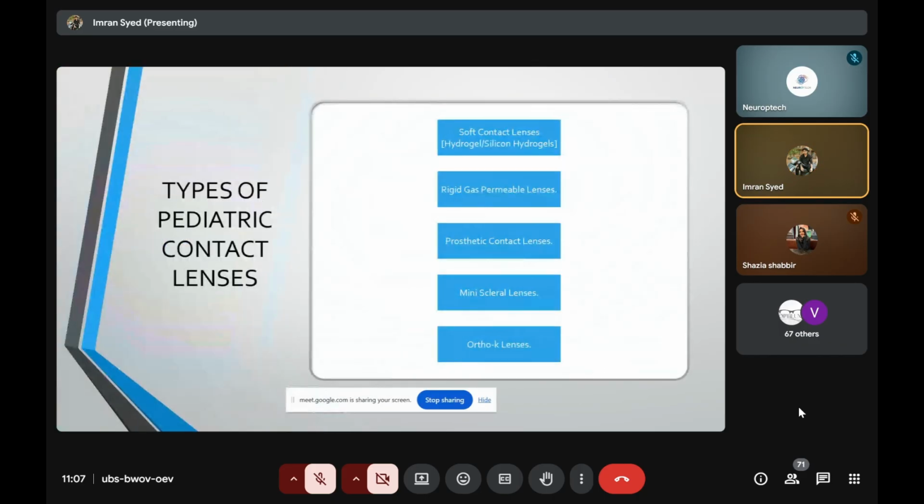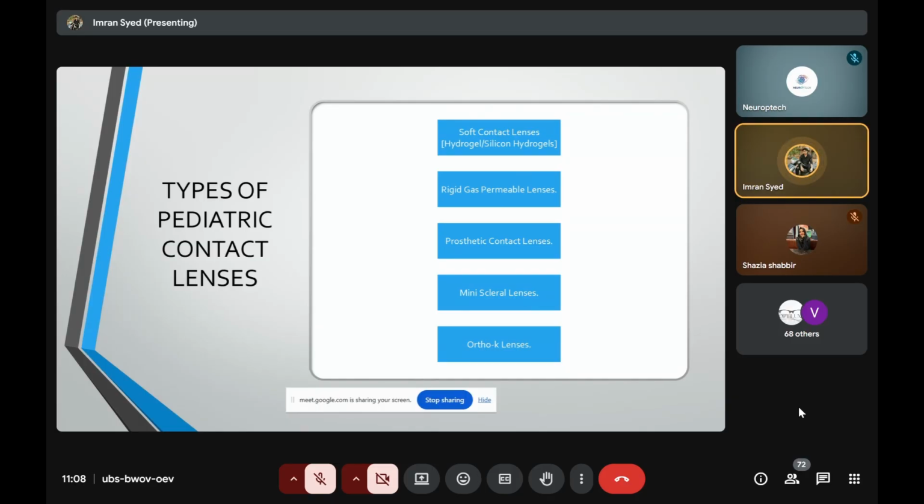Okay. So, types of pediatric contact lenses. This is quite similar to adults. Like how adults can be given contact lenses, the same types of contact lenses can be given to children as well: soft lenses, RGP lenses, prosthetic contact lenses, mini scleral lenses, and ortho lenses for myopia control.